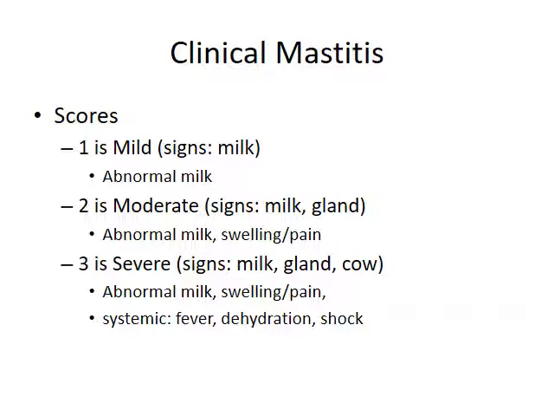The 3, we look at severe, or in extreme examples, toxic, where the milk is affected, the gland is affected, and the whole entire body of the cow is infected. So we've got the abnormal milk, the pain and swelling, and then the systemic effects of fever, dehydration, shock. Usually these are the coliform mastitises that are really going to include the entire body in that.